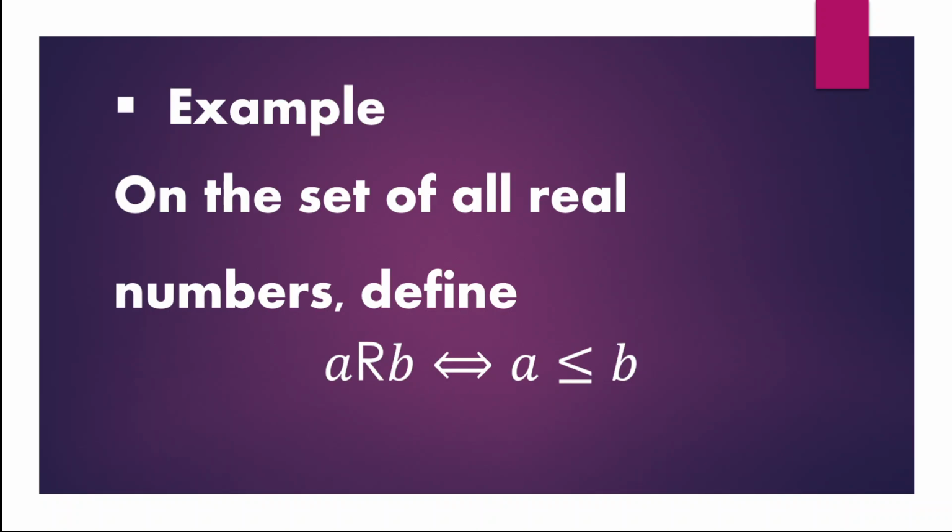Because we know that if two numbers are distinct, they cannot satisfy both the way inequalities. It cannot happen that a less than b and b less than a holds at the same time. So it can happen only when a and b are the same. So this is an example of an antisymmetric relation.